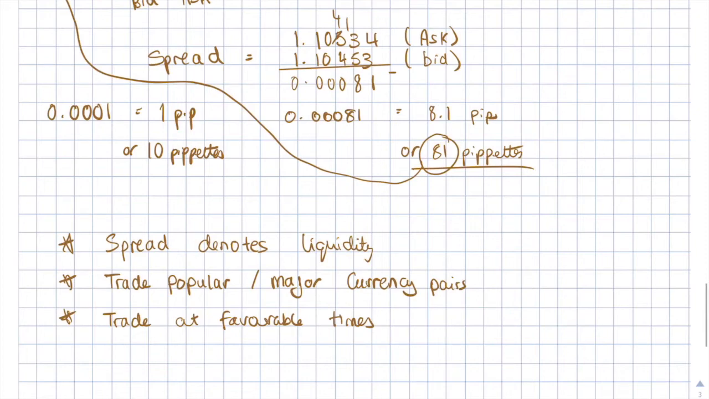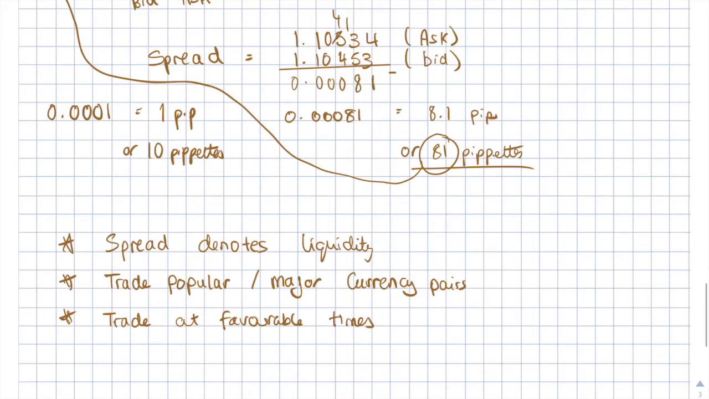So trade when the market is at a liquid level. So let's say, for example, when the British and the American sessions are concurrent, when they're existing at the same time, this is a good time to trade. The spread will be lower.